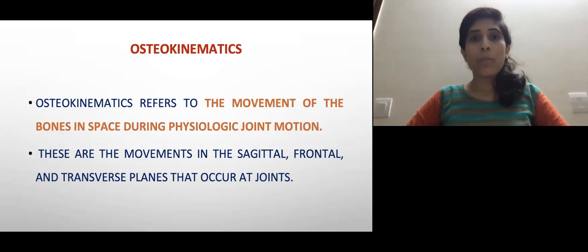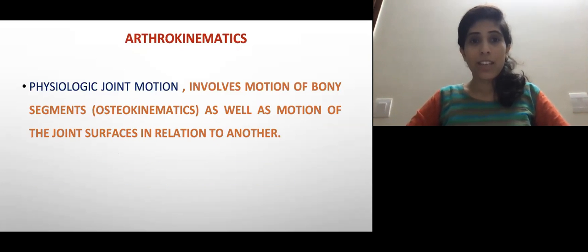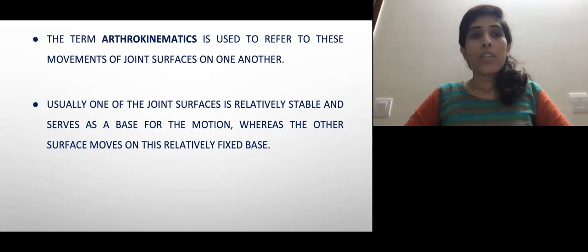Osteokinematics refers to the movement of the bones in space during the physiological joint motion, and this motion occurs in the three planes, that is sagittal plane, frontal plane, and transverse plane. Whereas arthrokinematics involves the motion of bony segments, that is osteokinematics, as well as the motion of the joint surface in relation to the other. So the term arthrokinematics is used to refer to this movement of one joint surface on another.